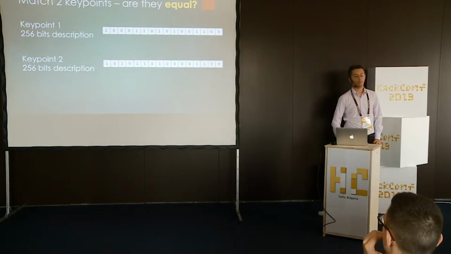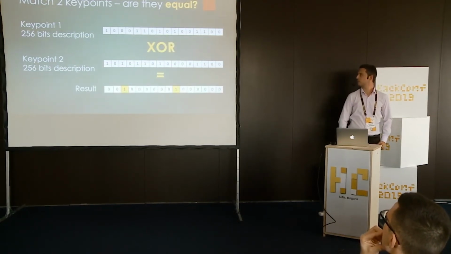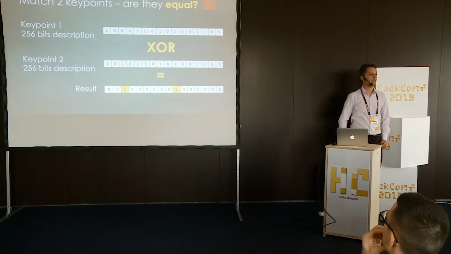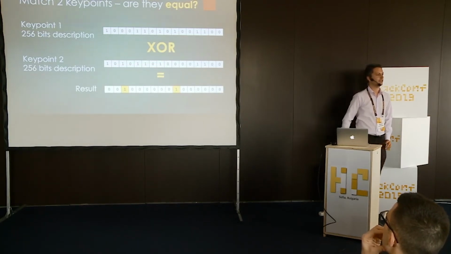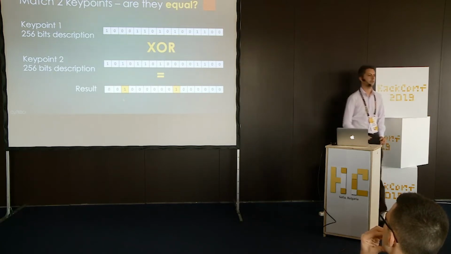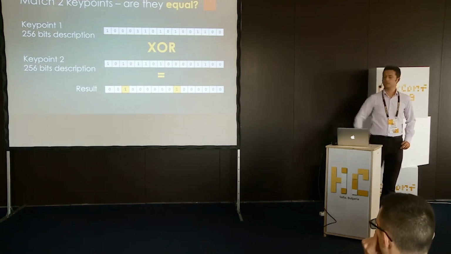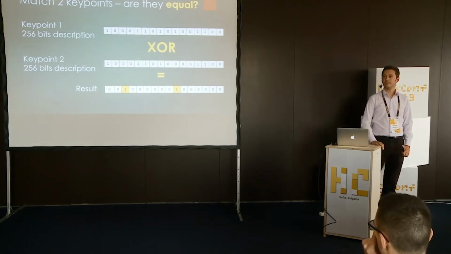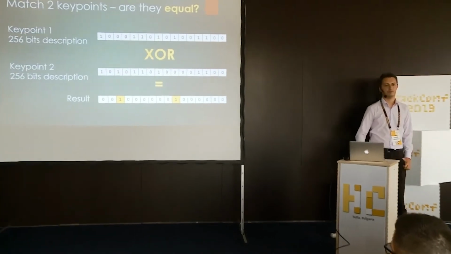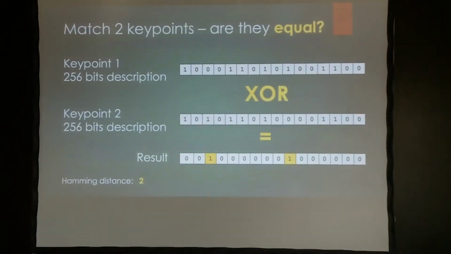So how do we compare key points? We just do an XOR. XOR is pretty much saying equal bits result in 0, different bits result in 1. For example, 1 and 1 results in 0, and here the third one, 0 and 1 results in 1. That's the classic bit operation, XOR. The pop count of the result tells us how many different bits we have in the description. Right here we have 2 different bits. That's the Hamming distance. That's pretty much the definition of a Hamming distance.